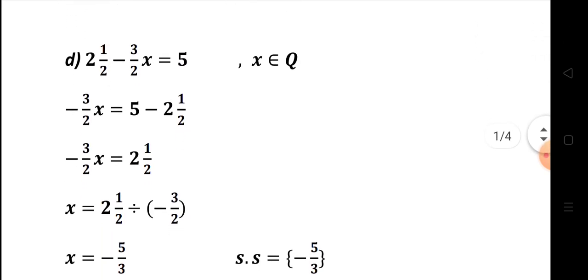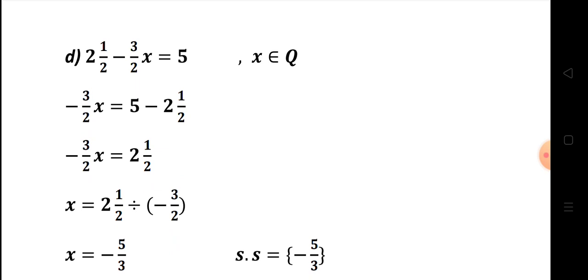The next example, I have 2.5 minus 3 over 2x equals 5. Also, I have here two numbers, 2.5 and 3 over 2. At the first, I will move the number 2.5 to another side with the opposite operation. The operation here of 2.5 is what? Plus or positive. So when I write it on another side, I will write it with negative sign. So the example will be negative 3 over 2x equals 5 minus 2.5. Negative 3 over 2x equals 2.5.